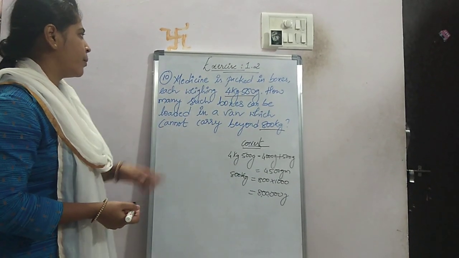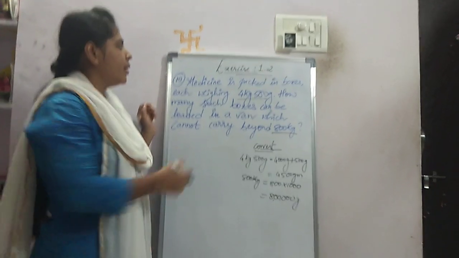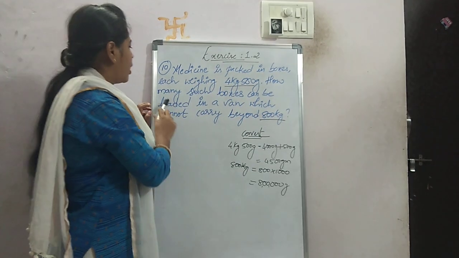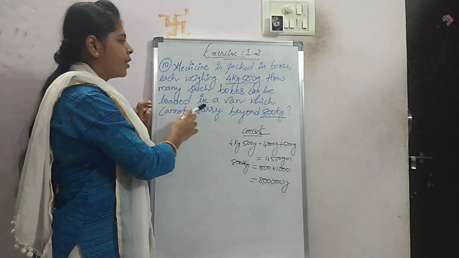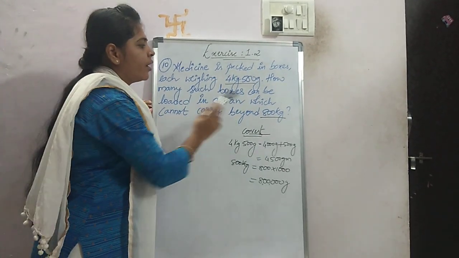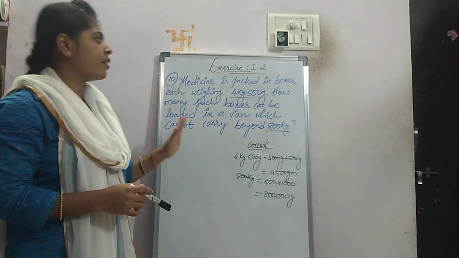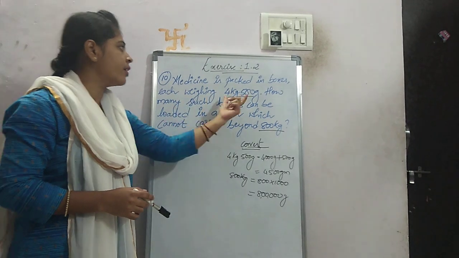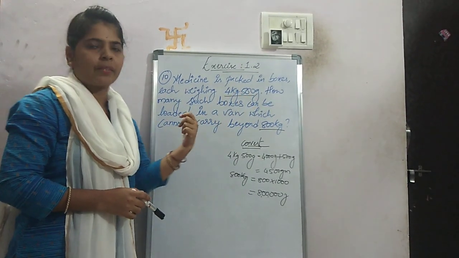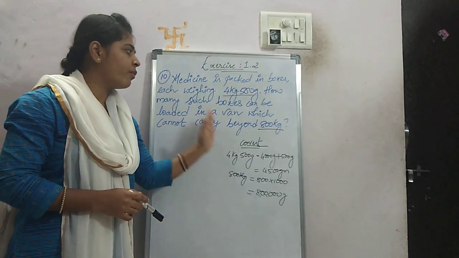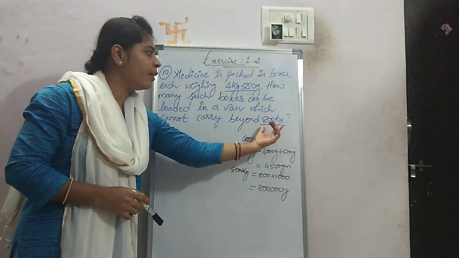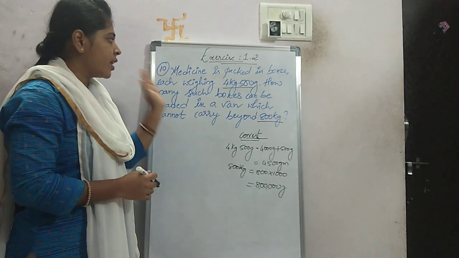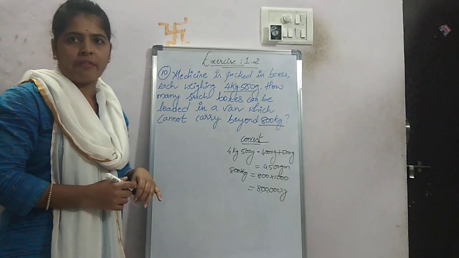Okay. Next problem. Here, the 10th problem. Medicine is packed in boxes, each weighing 4 kg 500 gram. How many such boxes can be loaded in a van which cannot carry beyond 800 kg? Means there is a van which is loaded with the medicine boxes and one box weight is given, that it is 4 kg 500 gram, right? But the capacity of that van, which maximum it can be loaded up to, is 800 kg, right? So this we have to find out. So how many such boxes can we load in a van, right?